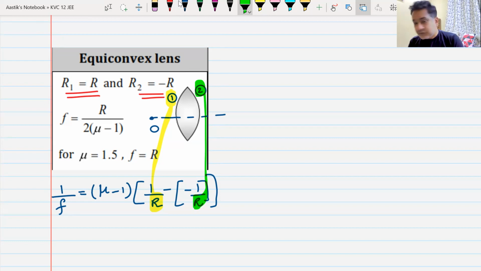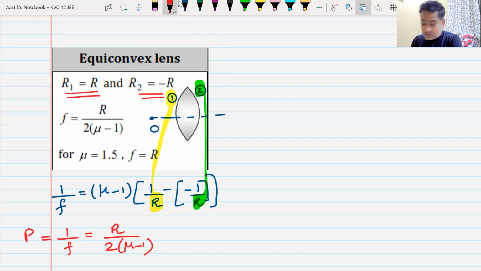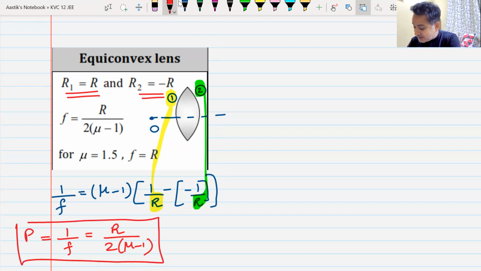Yes, sir. Now, if you solve this, you can get a shortcut formula. If you want to remember it, you can remember it. It will be r by 2 times mu minus 1, that will be equal to your 1 by f. And 1 by f is nothing but your power of the lens, if you can recollect. So this becomes the power of the lens. Do we understand this?